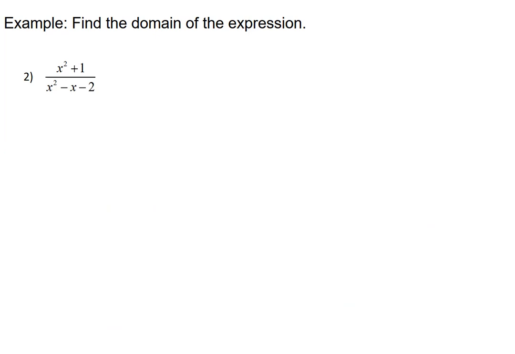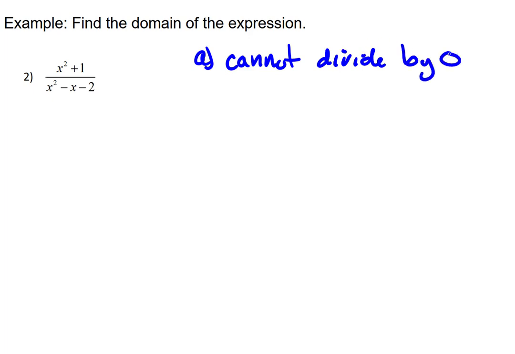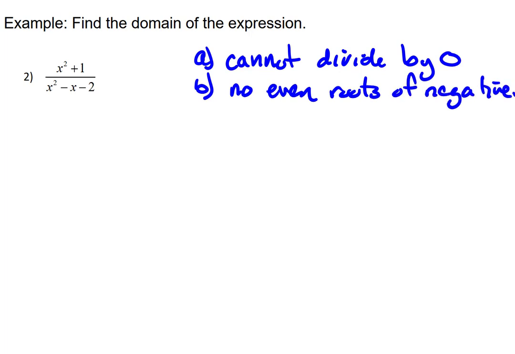Let's consider another example where we want to find the domain of an expression. This expression has a numerator of x squared plus 1 and a denominator of x squared minus x minus 2. Well, to consider the domain, we want to remember our two conditions. The first being cannot divide by 0, and the second being no even roots of negatives. Let's consider how these might apply to this given expression.